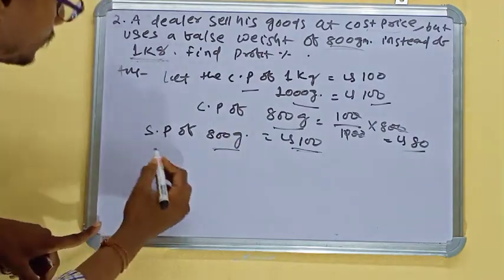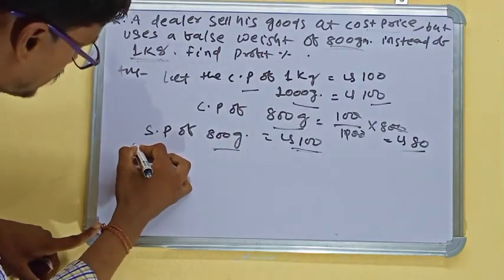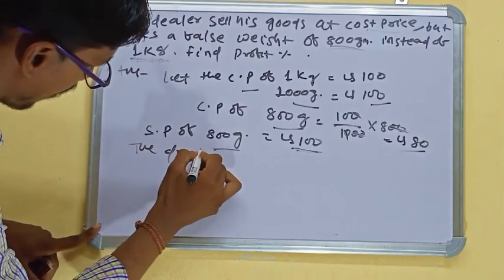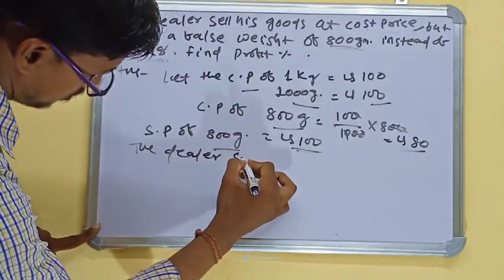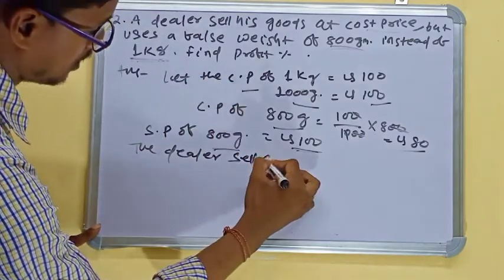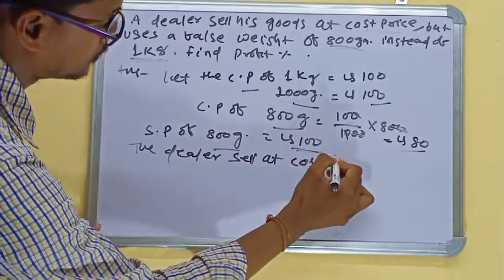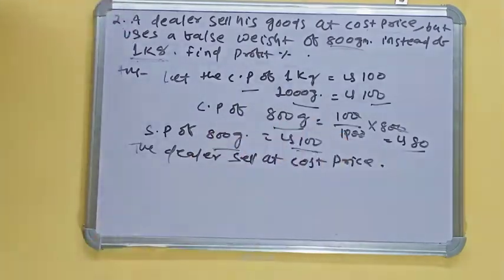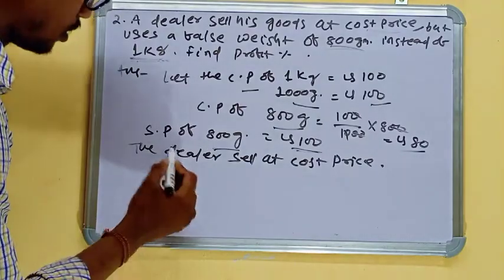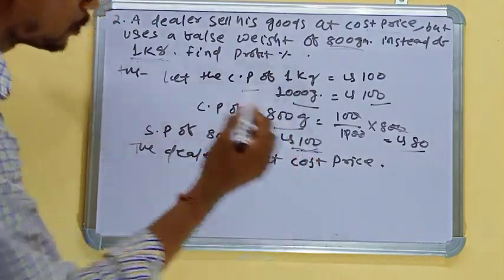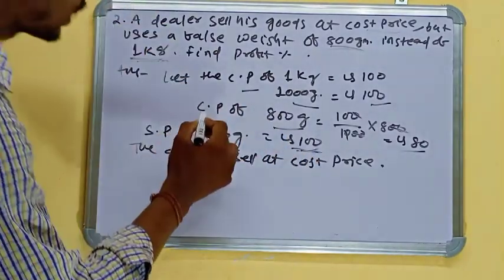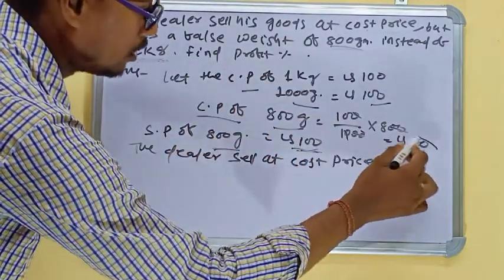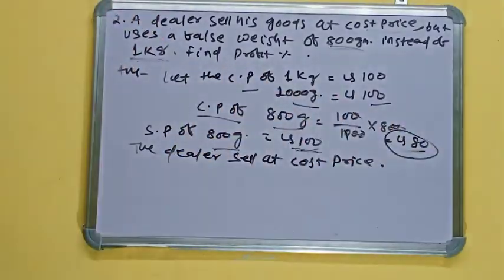Because the dealer sells at cost price. So the SP of 800 gram is equal to rupees 100. But really the cost price of 800 gram is equal to rupees 80. So here is the case of a profit.